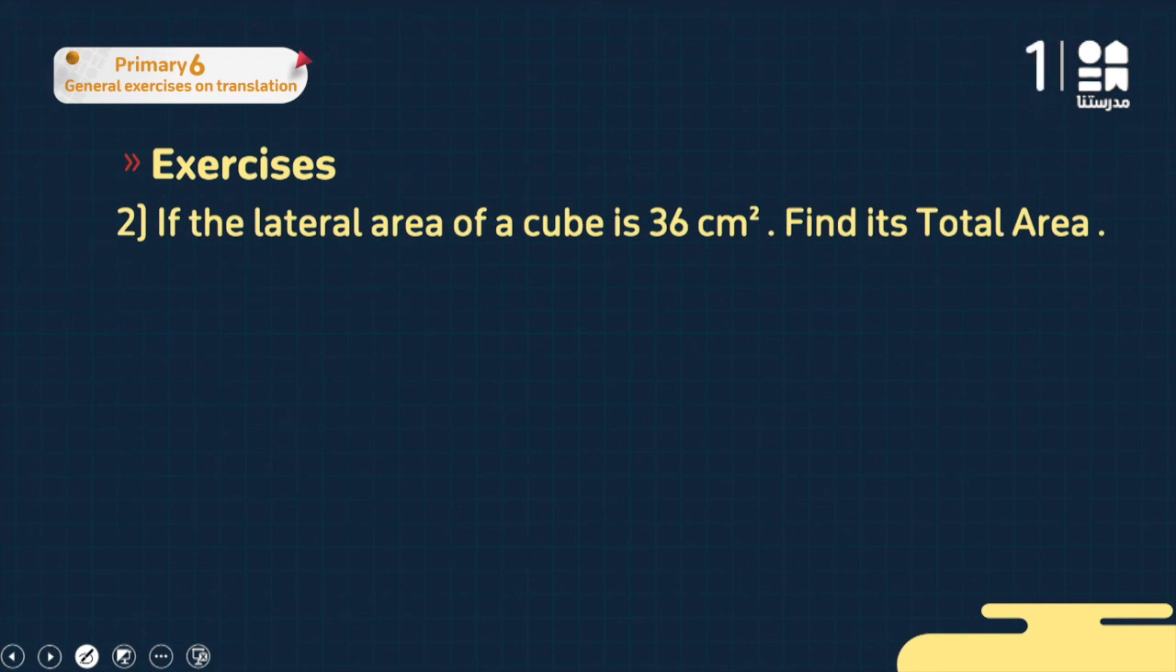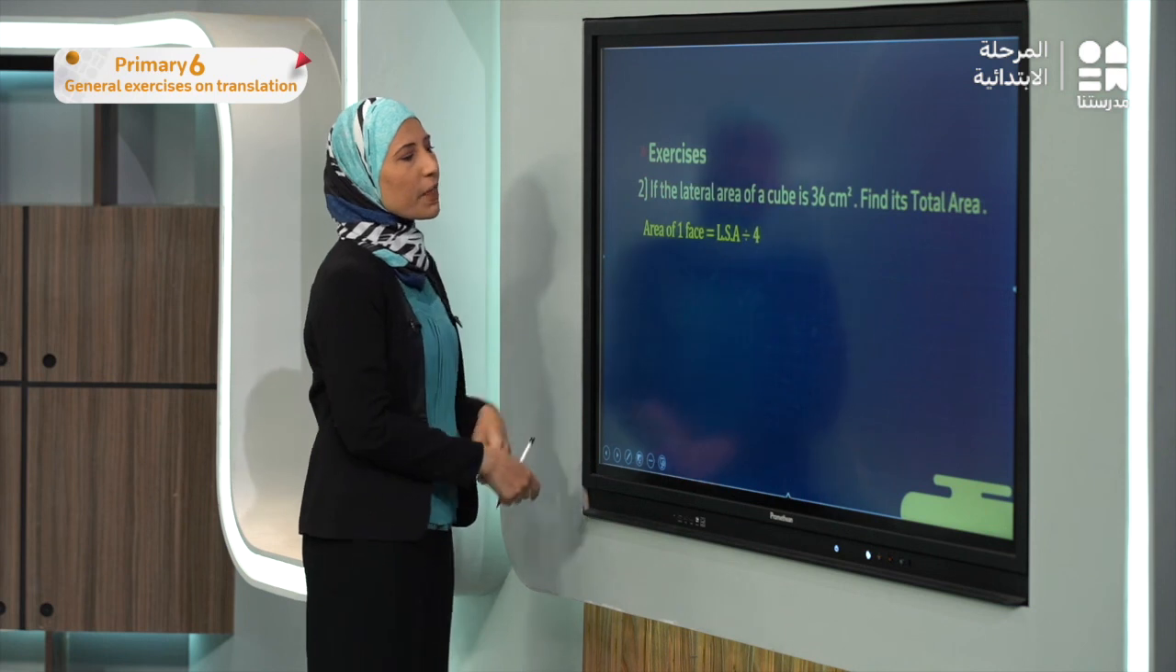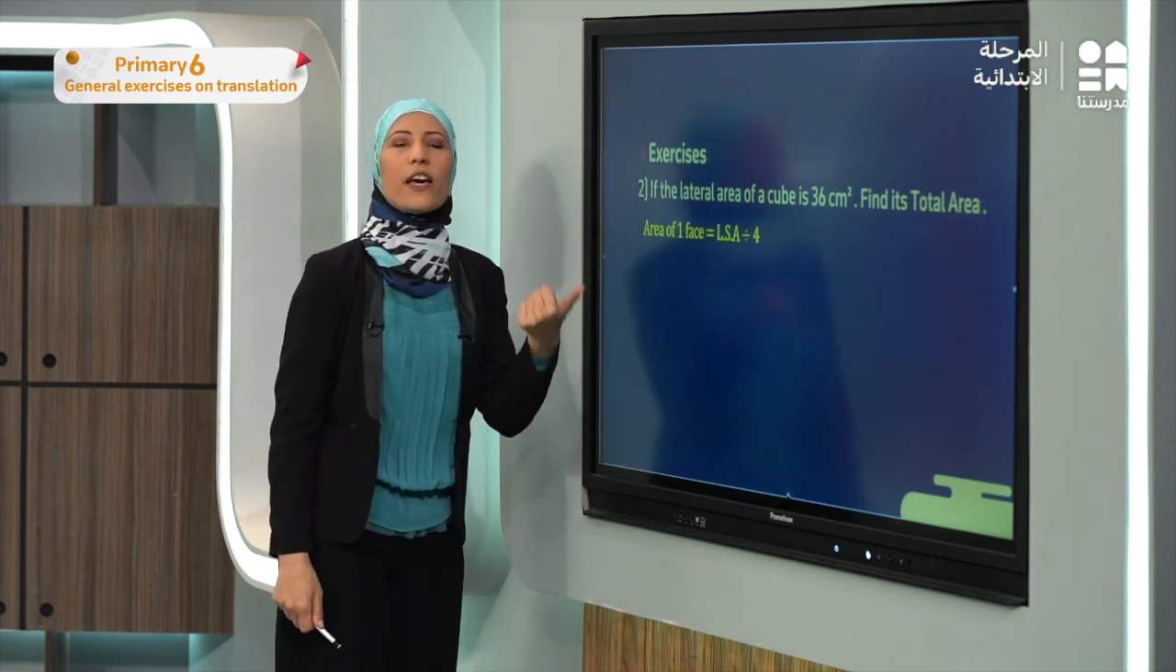The second exercise I will answer here: if the lateral area of a cube is 36 centimeter square, find its total area. Here he gave me the lateral area of a cube and he wants me to find the total area. How can I answer such an example? It's too easy. First of all, I will find the area of one face.